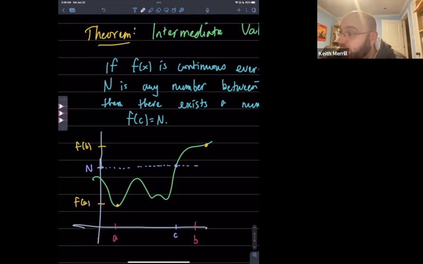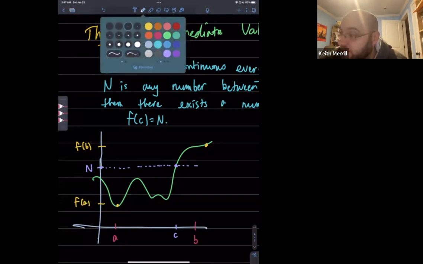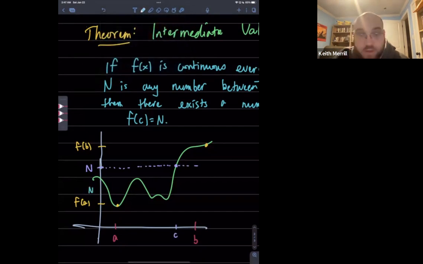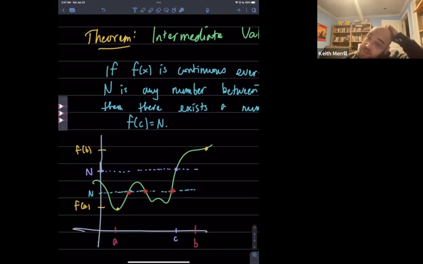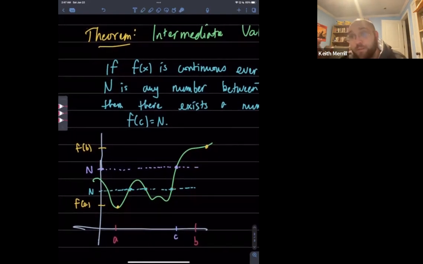Now, I want to point out real quick that there could be lots of potential places. Just as an example, if instead we had chosen something like this, and you do the graph, then there would be 3 potential points. Notice that this first one, you might want to circle here, is technically outside the interval. That's okay. It's not a huge issue. But notice there are 3 potential places where this value c could be. The point of the theorem is that it guarantees that there is at least one.